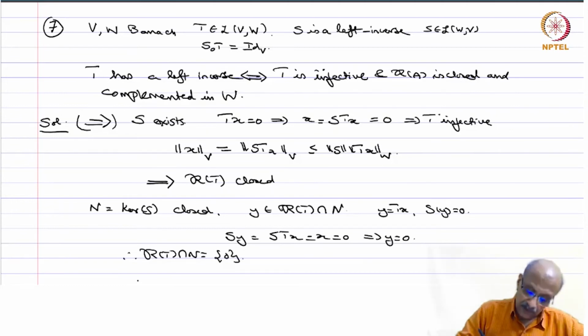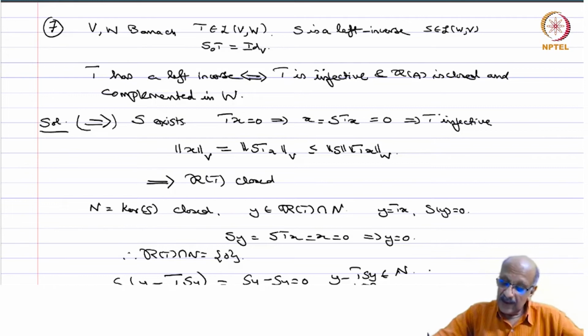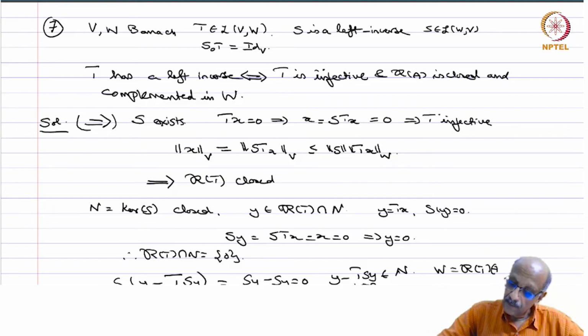Okay. Now if you take y minus T of Sy and apply S to this, you get Sy minus ST, which is identity, times Sy, so this is 0, and therefore y minus T of Sy belongs to N. Okay, and Ty belongs to range of T, and therefore you have shown that W is range of T direct sum N. So it is complemented as well. Okay, so now for the converse.